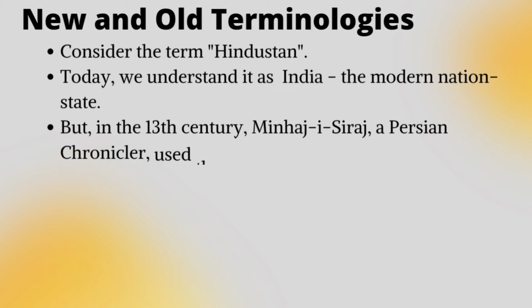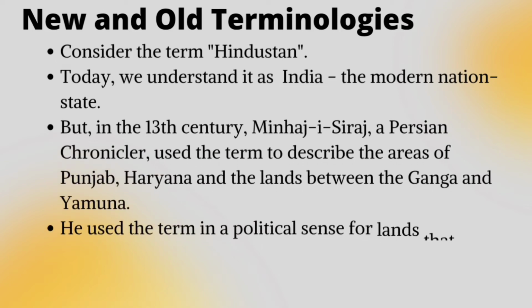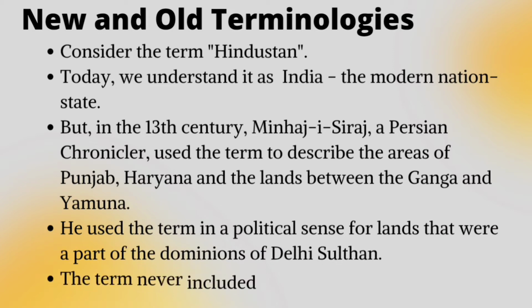Today we understand it as India, the modern nation state. But in the 13th century, Minhaj-e-Siraj, a Persian chronicler, used the term to describe the areas of Punjab, Haryana and the lands between the Ganga and Yamuna as Hindustan. He used the term in a political sense for lands that were a part of the dominions of the Delhi Sultan. The term never included South India.